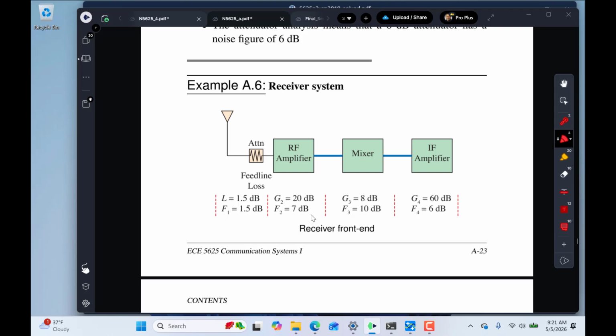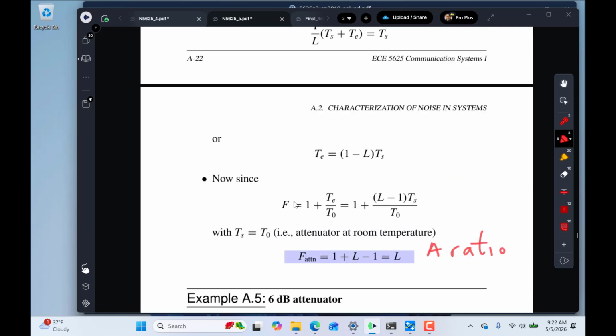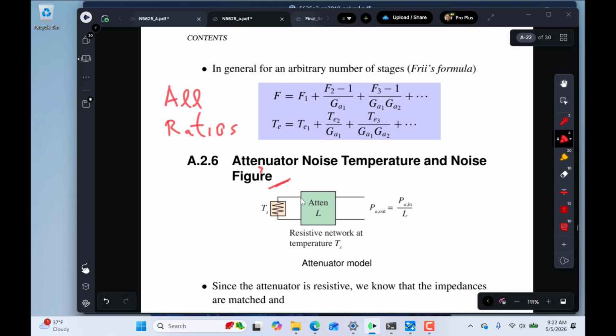What this example goes off into is the type of problem you have to work in the homework for the final: in receivers for weak signals in most SATCOM systems, you put an amplifier right at the antenna. The amplifier is right at the antenna, it drives the feed line, and then it overcomes the attenuation of the feed line because of the mathematics that we were just looking at over here.